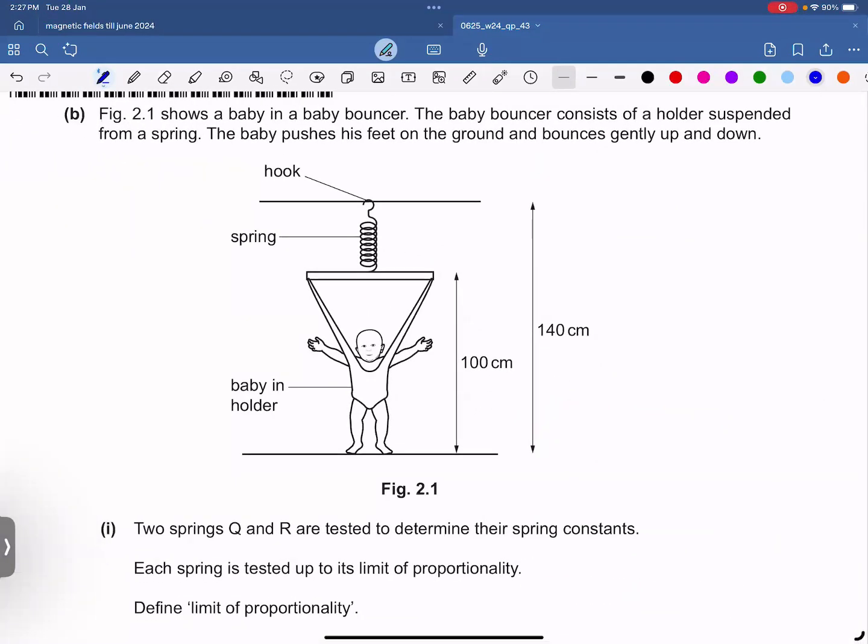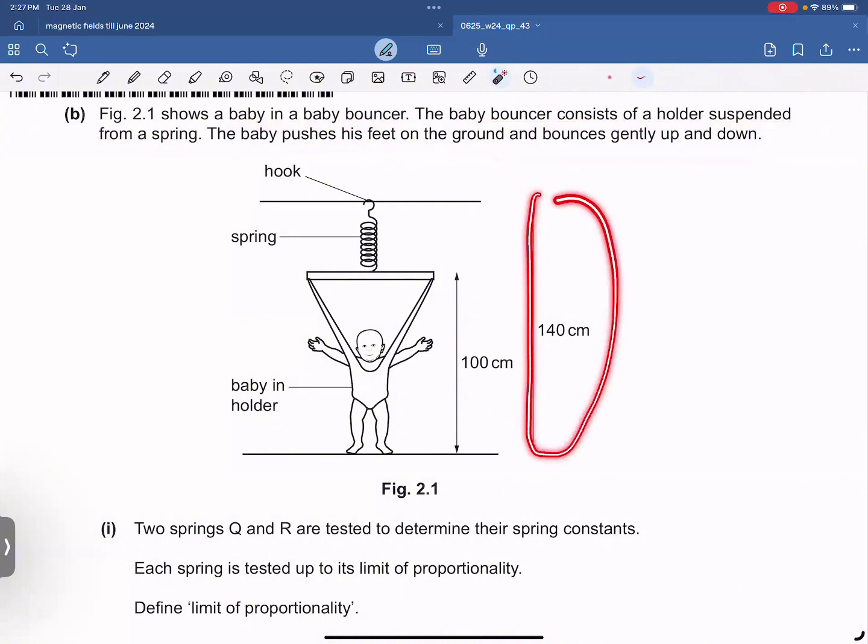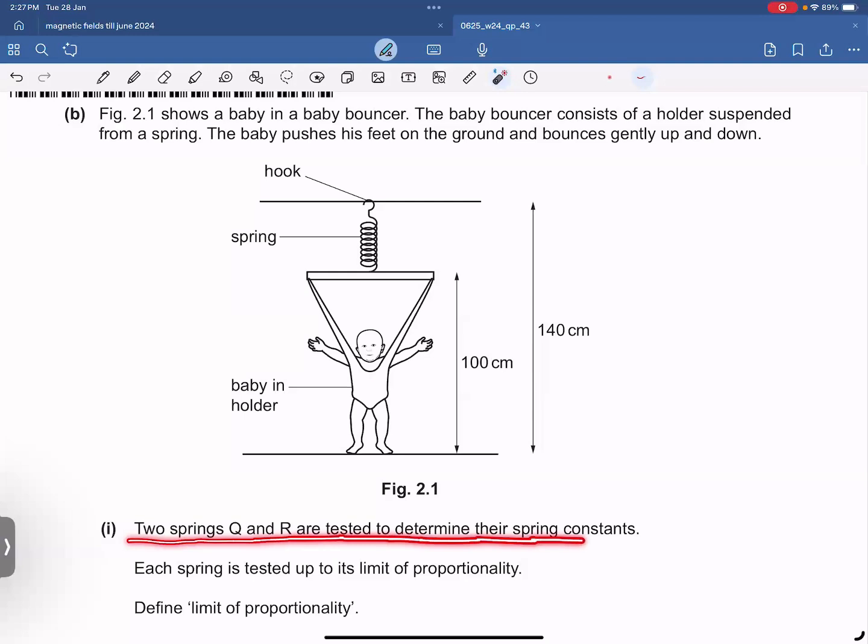Figure 2.1 shows a baby in a baby bouncer. The baby bouncer consists of a holder suspended from a spring. The baby pushes his feet on the ground and bounces gently up and down. Okay, you can see the total height of the hook from the ground is 140, while the height of the spring from the ground is 100 centimeters. Two springs Q and R are tested to determine their spring constant. Each spring is tested up to its limit of proportionality.